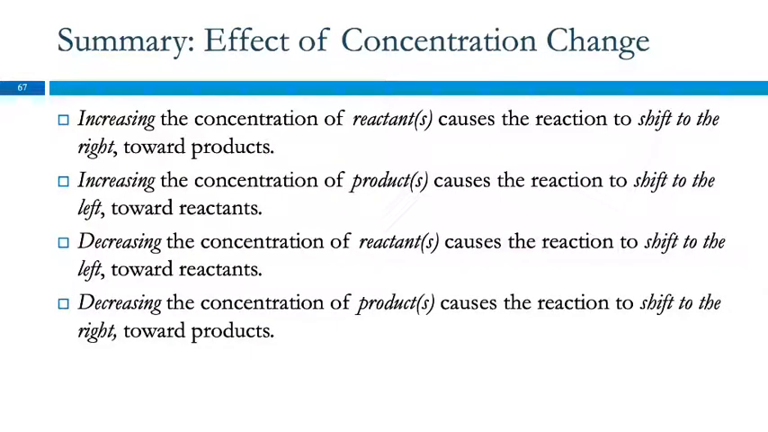So this summary from the textbook may or may not be helpful. If you increase the concentration of the reactants, it causes the reaction to shift to the right. If you increase the concentration of the products, it causes the reaction to shift to the left. If you decrease the reactants, it goes to the left to make more. If you decrease the products, it goes to the right to replace what you took away.